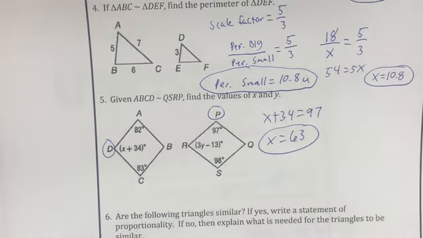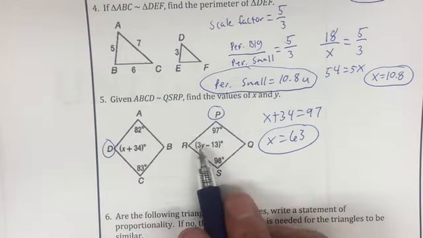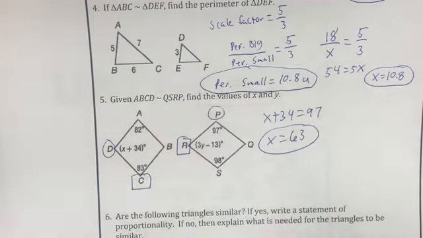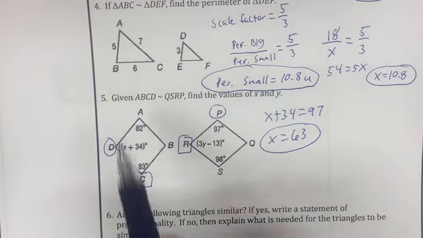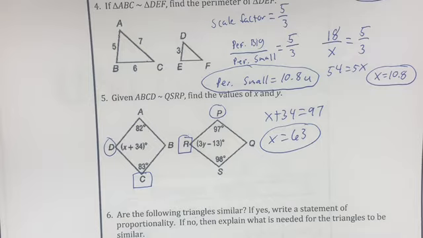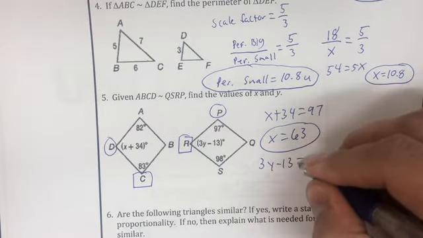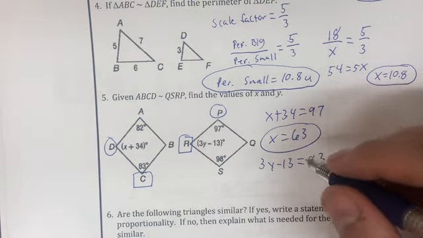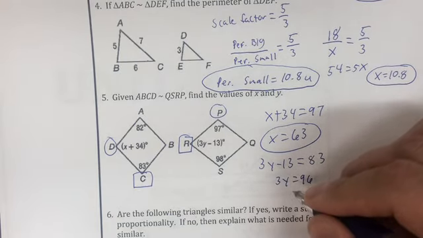We found x. Now our y, angle R corresponds with C. So R is equal to C. I'm going to put a box around those because those are corresponding. Now I wouldn't have been able to know that without using the statement. It wasn't extremely obvious to me which ones were congruent. I had to read it using the statement to see which ones are equal. So 3y minus 13 is equal to 83. When we solve, 3y equals 96, and y is equal to 32.